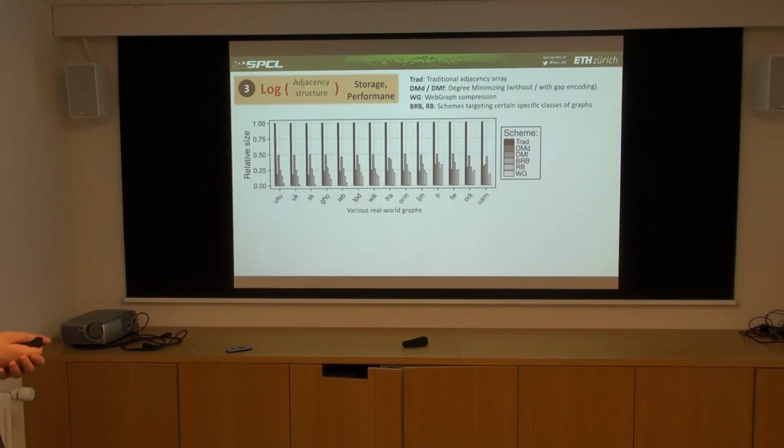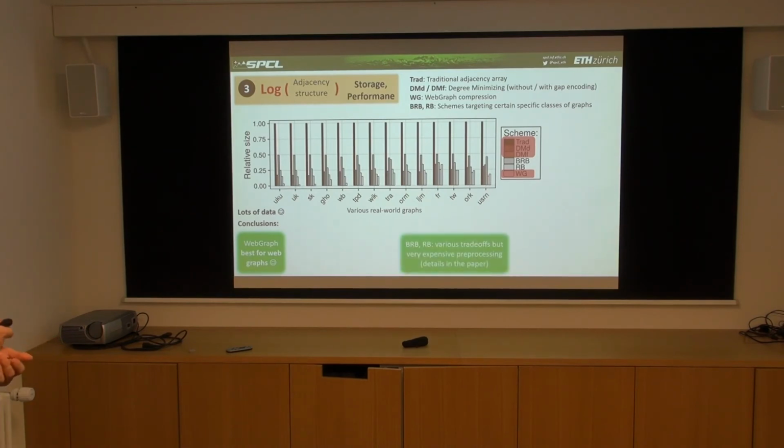And finally, for the adjacency structures, we again compare a couple of different schemes, but here again the most important ones are this traditional scheme where we only use the traditional way of storing adjacency arrays together with WebGraph, which is this state-of-the-art library for compressing graphs, and with degree minimizing schemes, the variants that use and do not use gap encoding. And again, what is the conclusion is that the WebGraph is best for, well, WebGraphs, as we can clearly see in these plots here. So these three graphs are actually WebGraphs, and WebGraph is really the smallest. However, for different types of graphs, it's okay. Then for the other schemes, this BRB and RB, these are again the specific schemes that I omit here because of the time constraints, you can check the details in the paper.